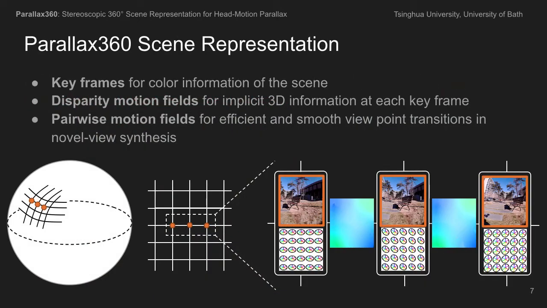Our 360-degree scene representation consists of 3 types of information: keyframes for color information of the scene, disparity motion fields for implicit 3D information at each keyframe, and pairwise motion fields for efficient and smooth viewpoint transitions in novel view synthesis. We capture keyframes at uniform angular increments of 5 degrees in both latitude and longitude on a sphere with a diameter of 1.25 meters.